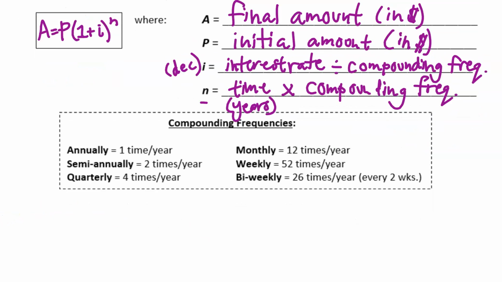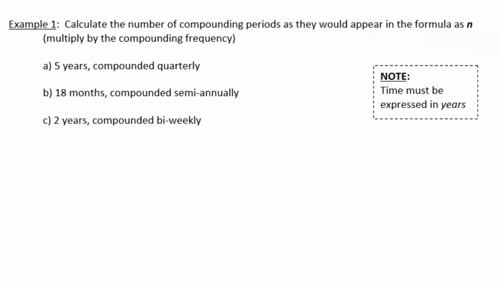Okay, so let's take a look at some examples. So we're going to start just by calculating some compounding periods. Okay, so this first one, we have 5 years compounded quarterly. Quarterly means 4 times a year. So the N that we're going to use in the equation is 5 years times 4 times a year. So our N is actually going to be 20.